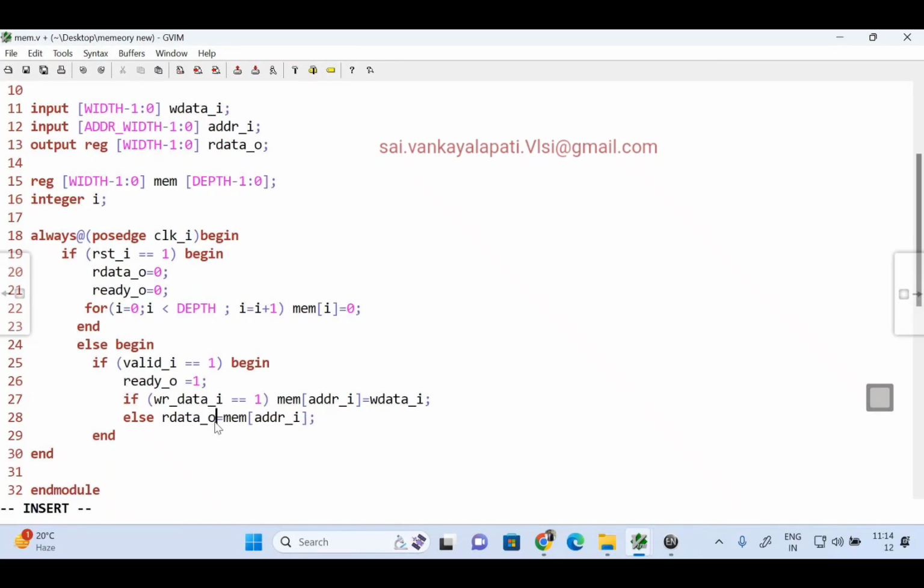Right. If write data underscore I is equal to 0, what am I doing? I'm reading the data from the memory. Correct. So memory address of what? I. You understand this? So here, always speaking, if reset is equal to 1, R data is making what? 0. If reset is equal to 1, I'm not doing the reading operation. Ready also is not ready to do the transactions, meaning reading or writing transaction. But this read also 0.